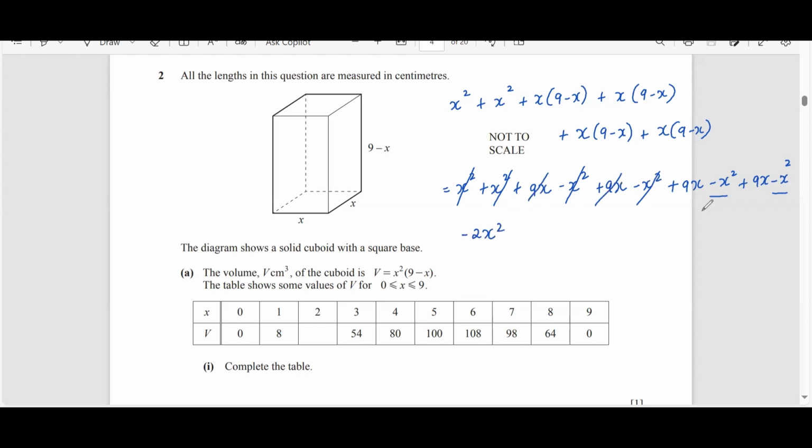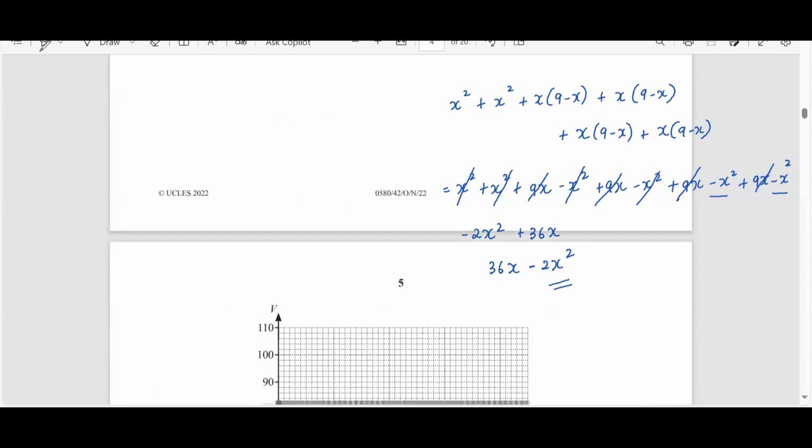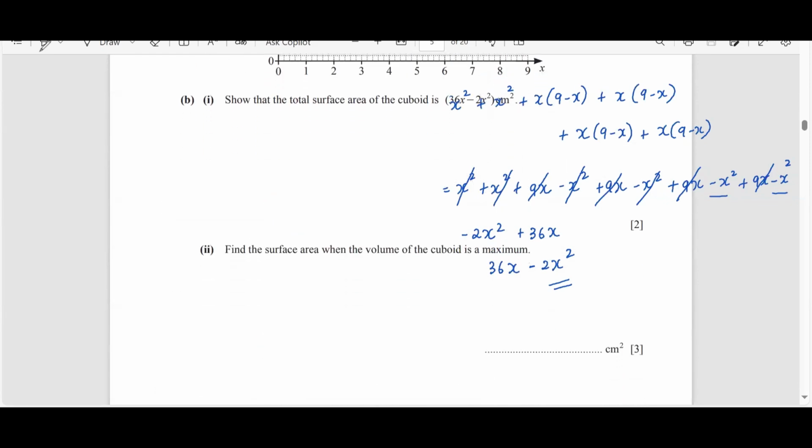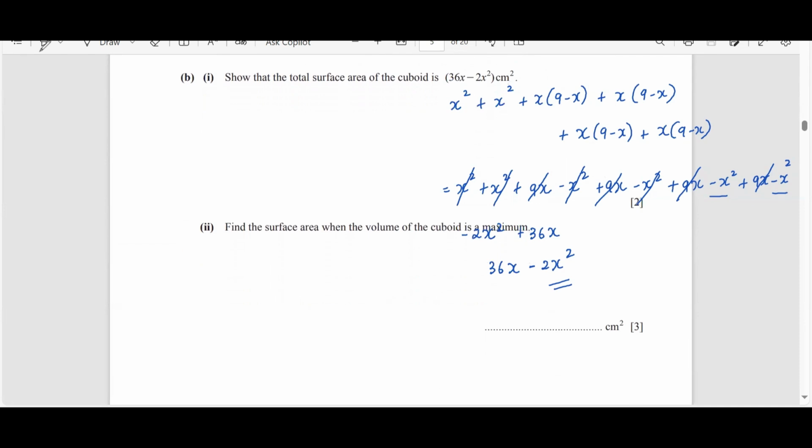9x plus 9x is 18x. 18x plus 9x is 27x. 27x plus 9x is 36x. So we got the total surface area as 36x minus 2x square. So that is what we had to prove. In this third part, we just had to prove that the total surface area of the cuboid is 36x minus 2x square, and we proved it.